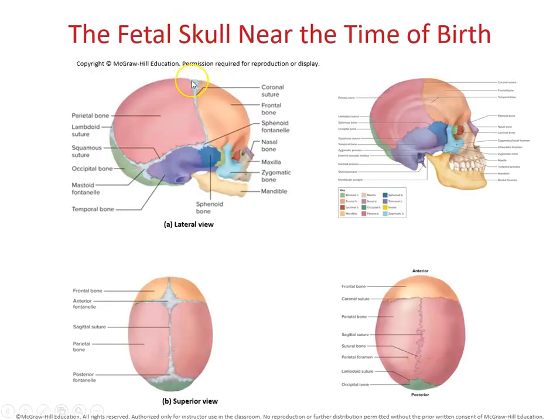Okay, so here's that soft spot. We can see right here, that soft spot at the top of a newborn's head that in an adult is fused together, and we don't even have any opening there at all. Here's the sagittal suture and the lambdoid suture, and those also ossify as the child gets older.